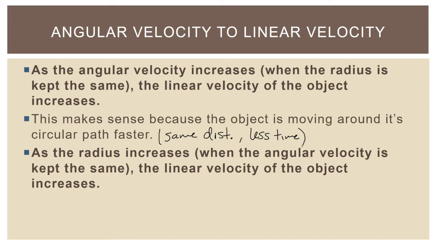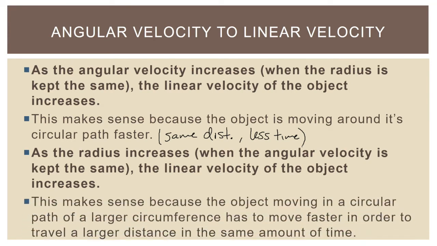And I think the reason why is very straightforward. The object is moving in a circular path of a larger circumference if the radius is bigger. And the object moving in a circular path of a larger circumference has to move faster in order to travel a larger distance in the same amount of time. They are on the same rotating object. In that simulator, if this is the center of the circle, the ladybug was traveling in a smaller circle, and the beetle was traveling in a larger circle.